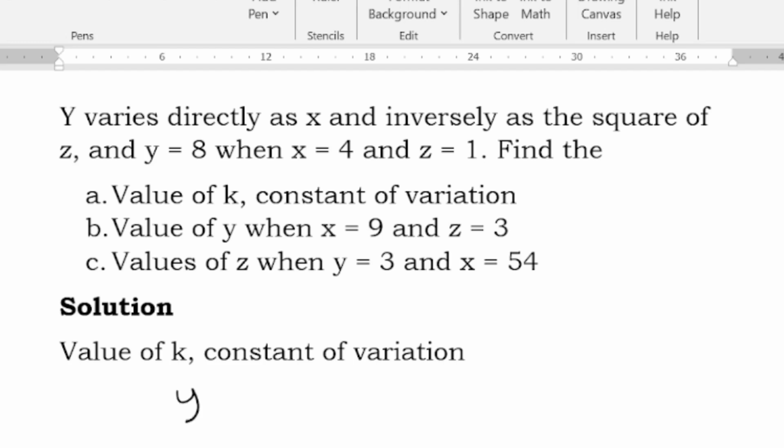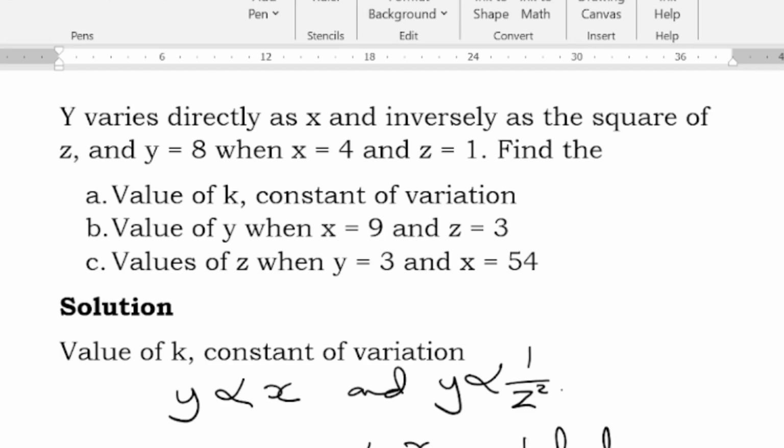We are told that y varies directly as x. Okay, so varying directly as x, that is 1. And then the same y varies inversely as the square of z. So z squared. So now we can combine these in one sentence. We say y varies as x over z squared. But then to make this an equation, we introduce the k. And so we have y is equal to kx over z squared.